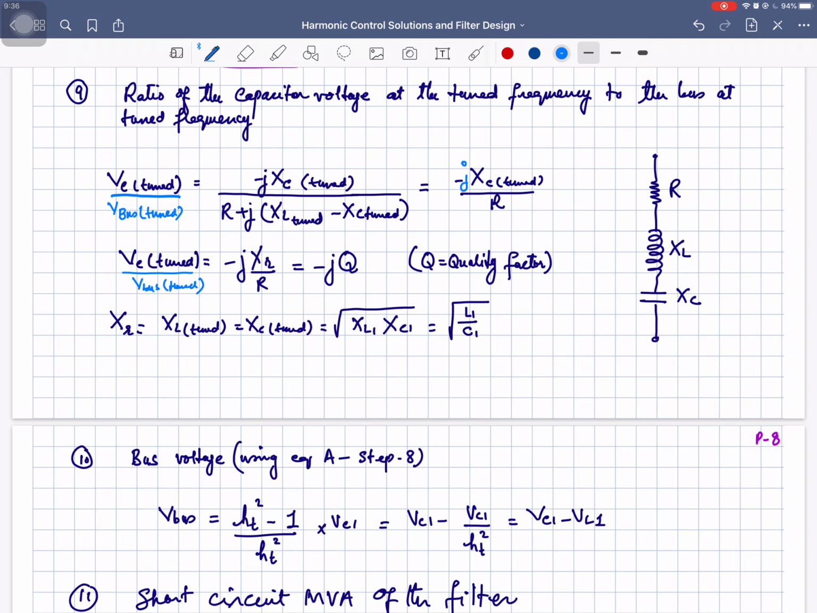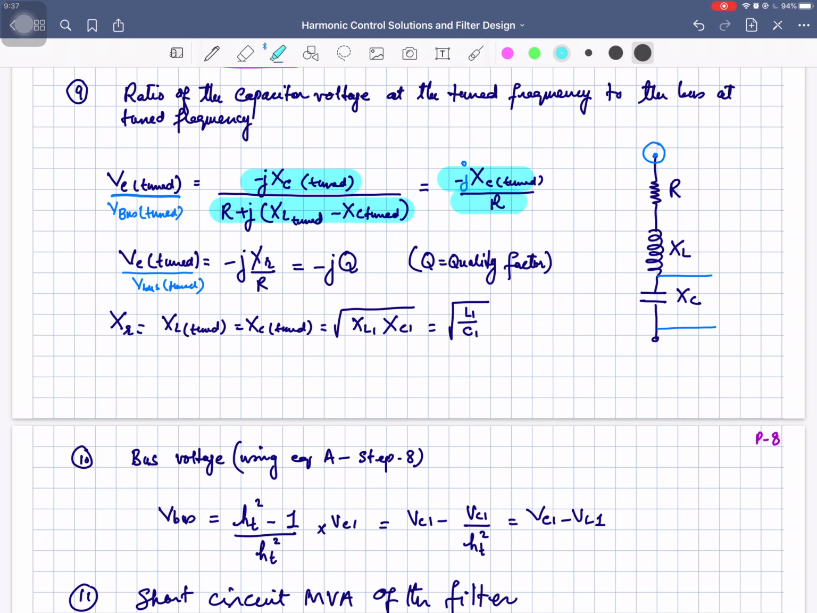So, the voltage across this capacitor is compared with respect to the bus voltage at tuned frequency. That is again calculated simply by the voltage division rule. So, this comes out to be, as you can see in this equation, minus jXC tuned divided by the total impedance. So, this can be written like that.